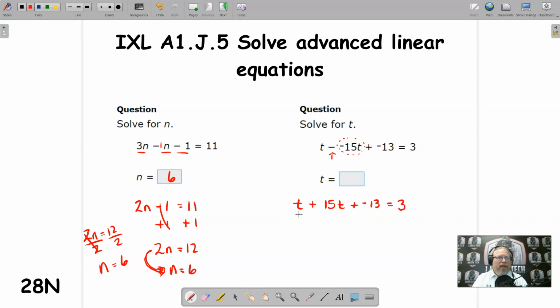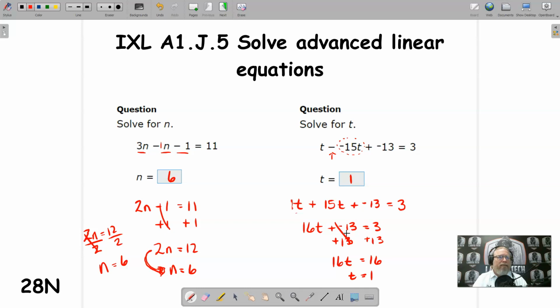So let's combine some like terms. We have terms of t both here and here, so we'll combine those 2 terms. So 1t, remember there's a 1 in front of that, right? So 1t plus 15t is 16t. And let's bring down our plus negative 13 equals 3. And now we have a 2-step equation, right? So negative 13, let's deal with that by adding 13. And what we do to one side, we do to the other. The 13's are going to cancel each other, leaving us with 16t. And 13 plus 3 is 16. Divide both sides by 16, and we're going to get 1.